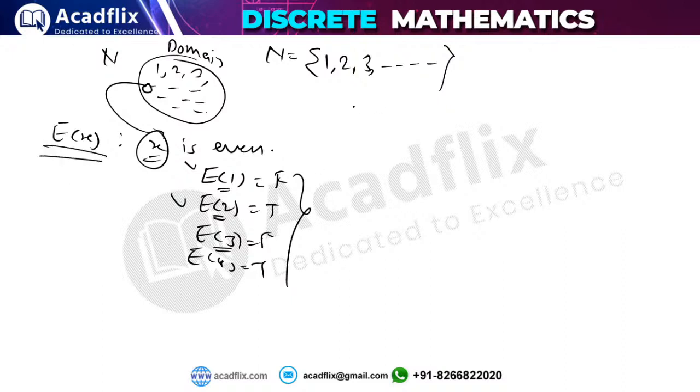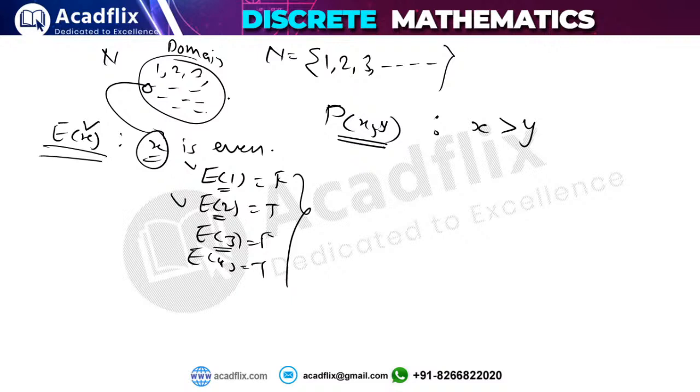Also remember that right now here we have only one variable, but we can also have more than one variable. For example, we can have the predicate P of x comma y. Here we have two variables, and let's assume this predicate is x greater than y. So this predicate P(x,y) has two variables.